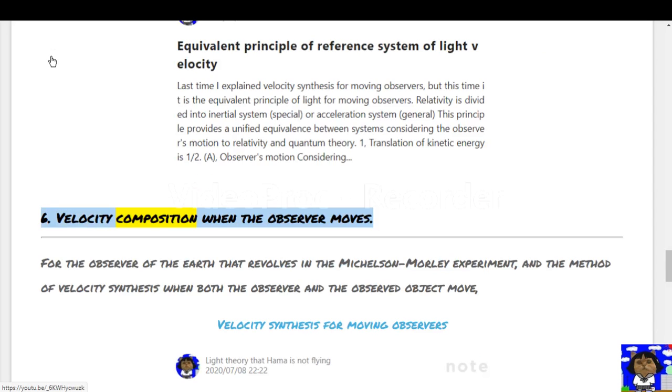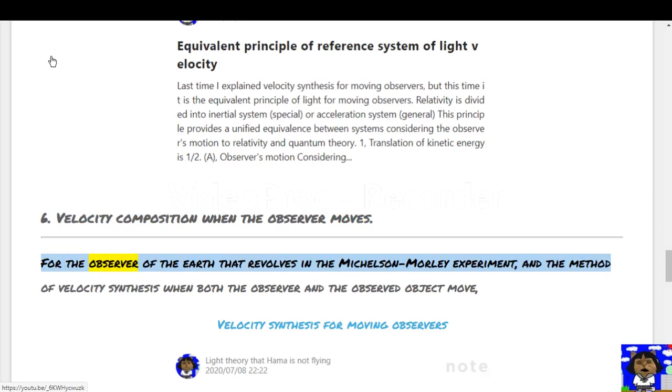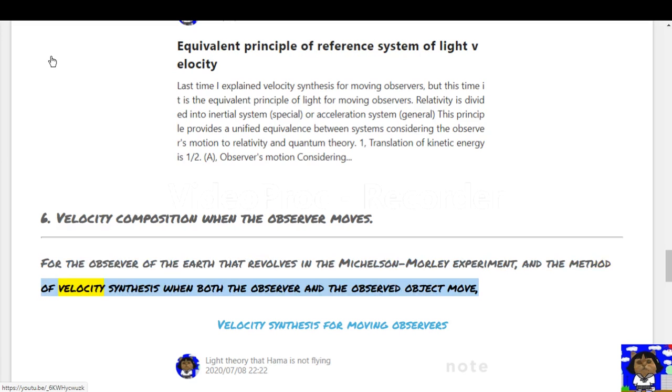6. Velocity composition when the observer moves. For the observer on the Earth that revolves in the Michelson-Morley experiment, and the method of velocity synthesis when both the observer and the observed object move. Velocity synthesis for moving observers.